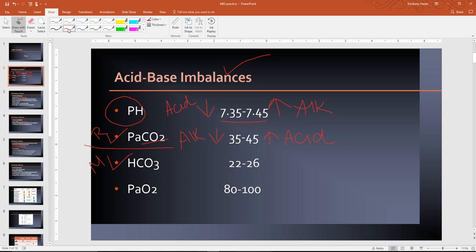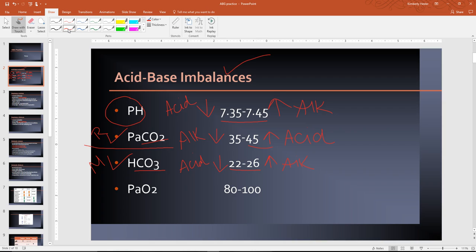Now, bicarb is secreted by the kidneys, and the normal level is 22 to 26. This is a base, a buffer for the acid in the blood. So when you have too much bicarb, it can lead to an alkalotic state, and if you have too little, it can lead to an acidotic state. All right, so too much bicarb is alkalotic, too much CO2 is acidotic.